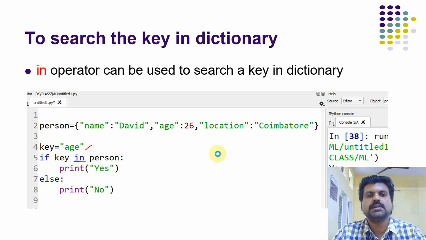So we can write some logic based on that. We can say that it is found. Yes, the key is available, so we can display the value of age. So the in operator is used to search a key in a dictionary, right?